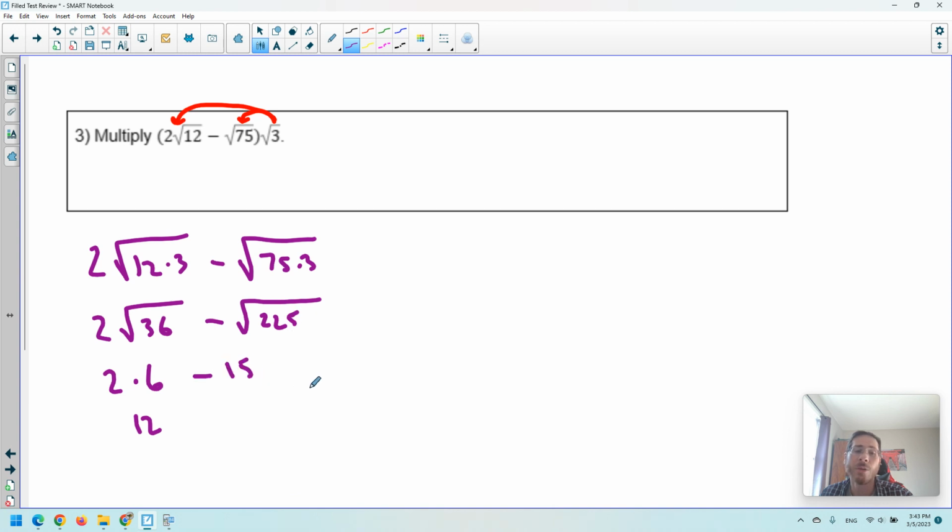And I actually know the square root of 225 is 15. So I'm going to get -3. So this one works out. If it works out, you can just type it into a calculator. So let me type it into Desmos and see if it works out.